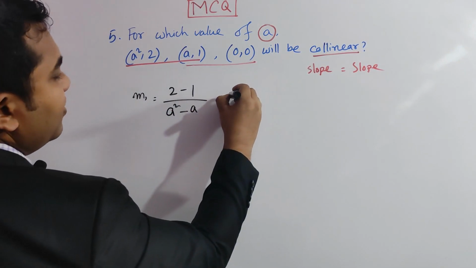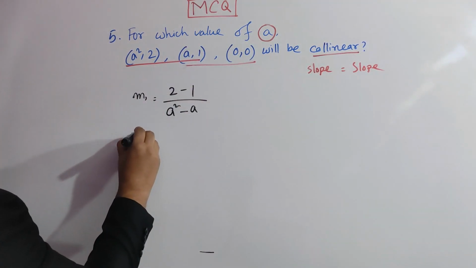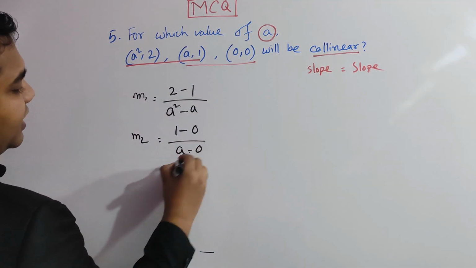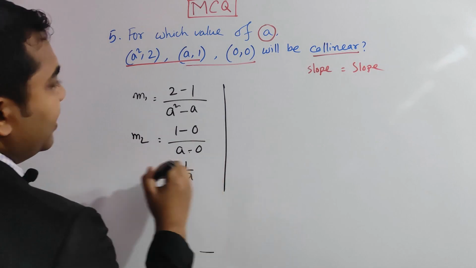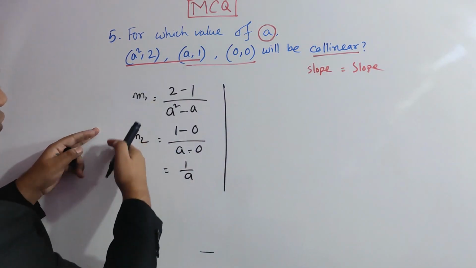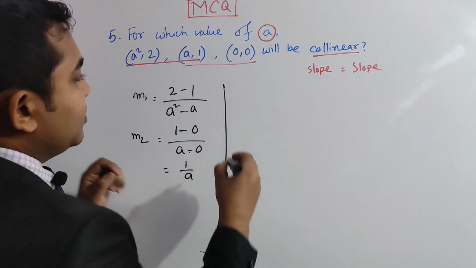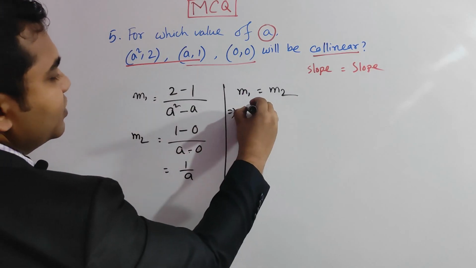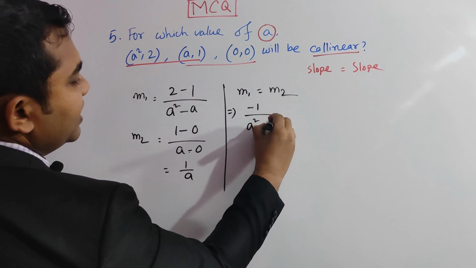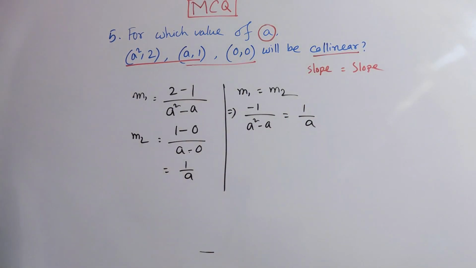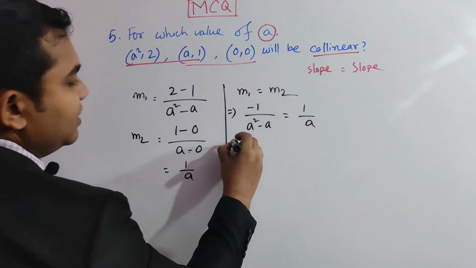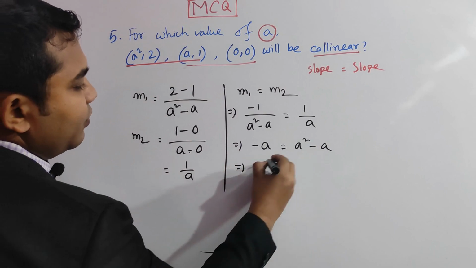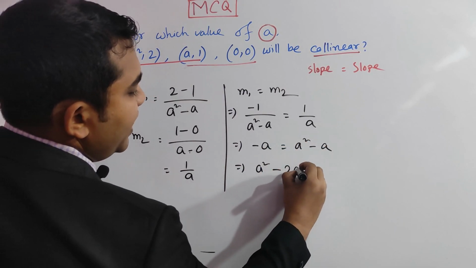Okay, and from here slope 2, so these two, slope 2 should be 1 minus 0 equal a minus 0, so it can be written as 1 by a. Okay, from here what we can write, that slope should be equal, since these two are collinear, isn't it? So m1 equals m2, and m1, that is 2 minus 1, so minus 1 divided by a square minus a equals 1 by a. Then going for the cross multiplication, we'll get minus a equals a square minus a. Then we can write a square minus 2a equal to 0, isn't it?